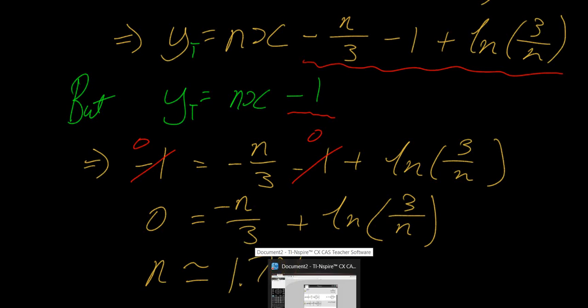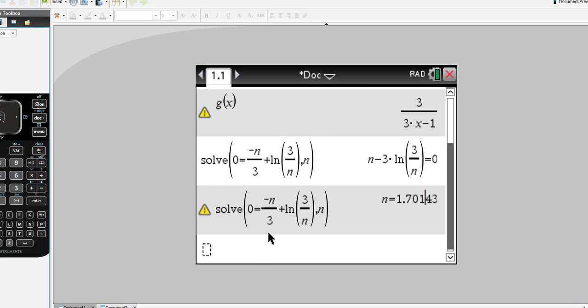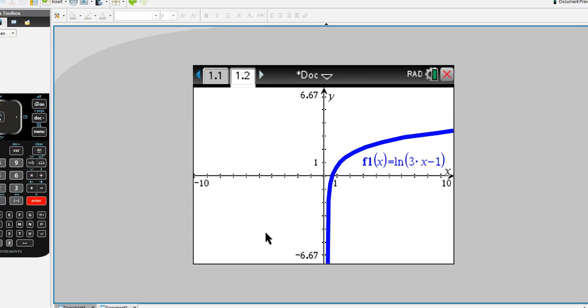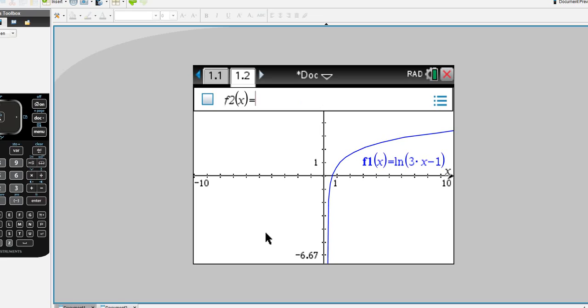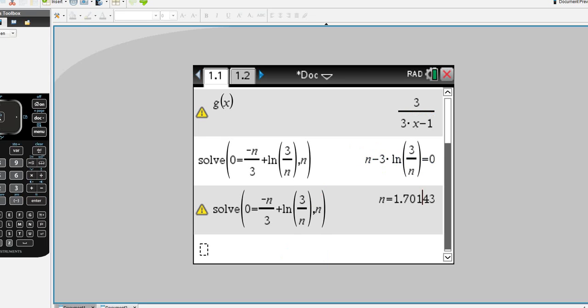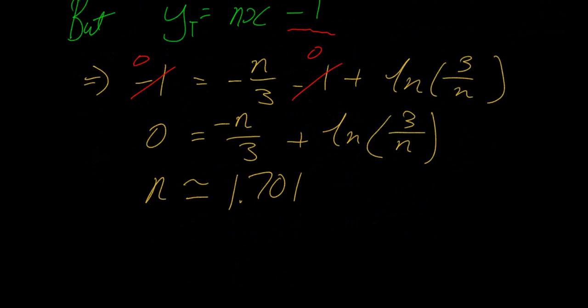Now if we graph it out, we'll see how plausible our answer is. First of all, we had the curve natural log of 3x minus 1, or f of x, and we know that the tangent to this curve should be negative 1.701 times x minus 1. Seems like it works out quite nicely graphically. Now, is there a shorter way of doing this? What we just did took quite a long time.